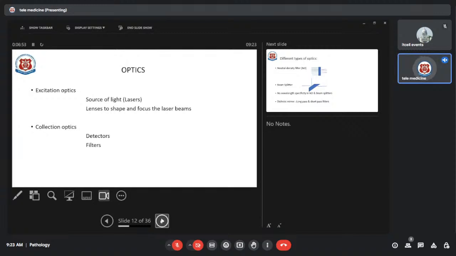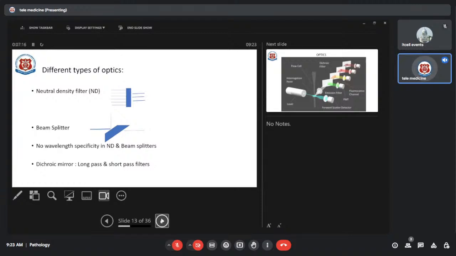Coming to the optics, we have excitation optics and collection optics. The excitation optics are the source of light that we are using, and usually lenses are used to shape or focus the laser beam on a particular cell. And then we have collection optics, which are the detectors and the filters. I'll be telling you about these things in a short while.